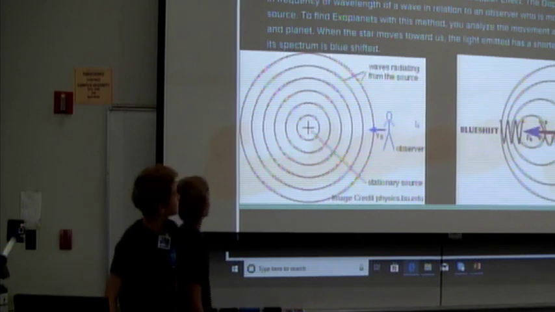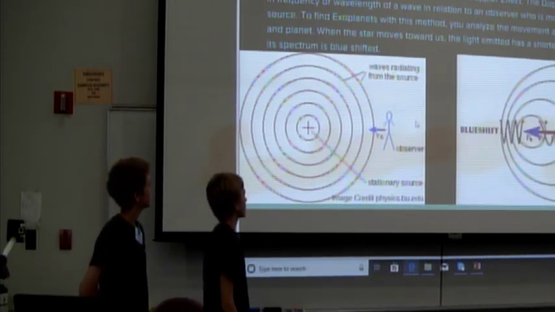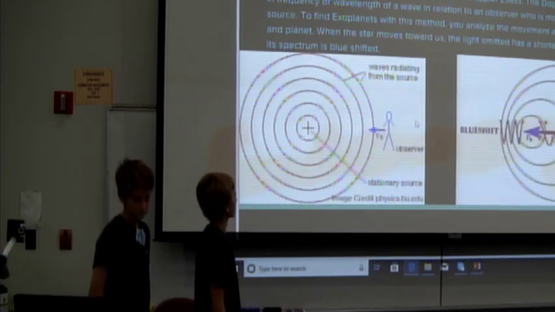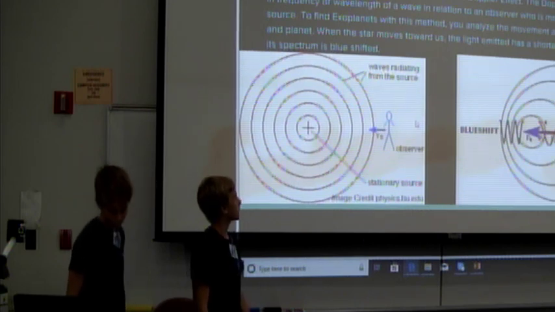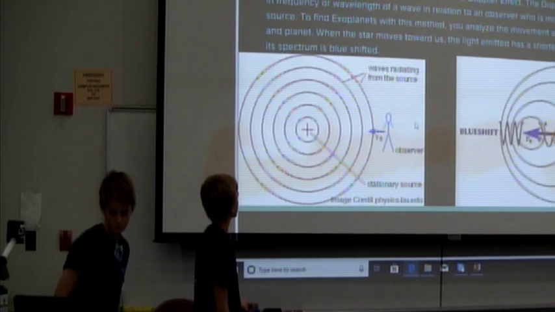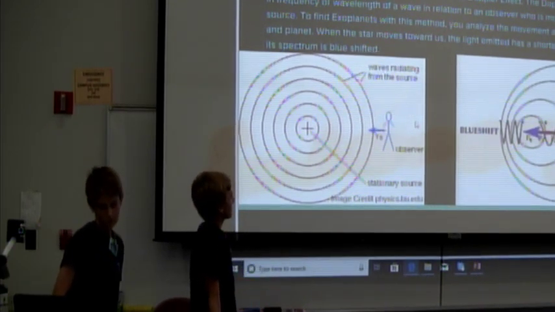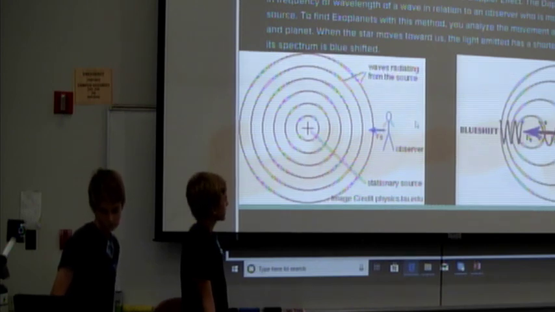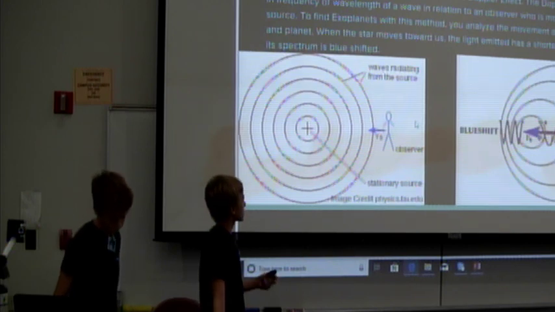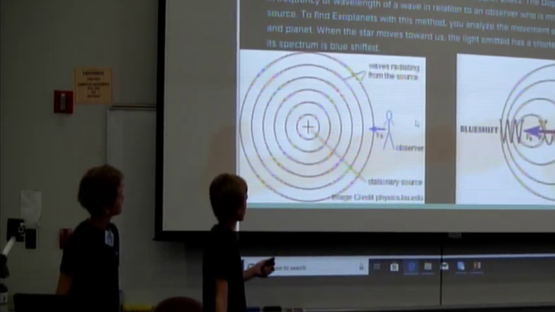The Doppler shift is a change in frequency due to the Doppler effect. The Doppler effect is the change in frequency or wavelength of a wave in relation to an observer who is moving relative to the wave source. To find exoplanets with this method, you analyze the movement and properties of the star and planet. When the star moves towards us, the light emitted has a shorter wavelength, so we say its spectrum is blue shifted.